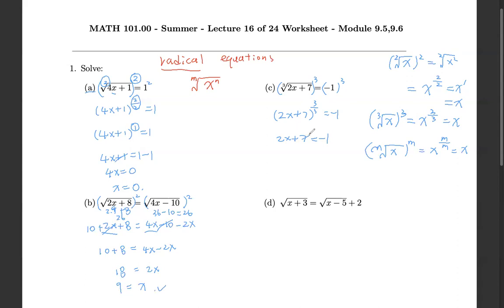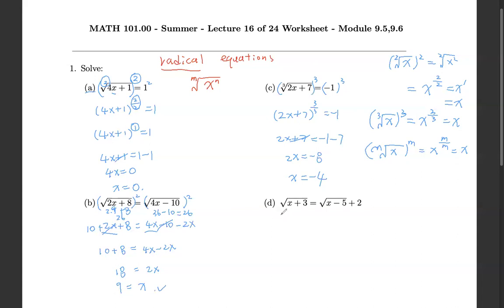Then move positive 7 to the other side, becomes a negative 7. So we have 2x equals negative 1 minus 7, that's minus 8. Then we divide by 2 on both sides, negative 8 divided by 2, negative 4. We can try 2 times negative 4, negative 8. Negative 8 plus 7, indeed, negative 1. Negative 1 cubic root is negative 1.